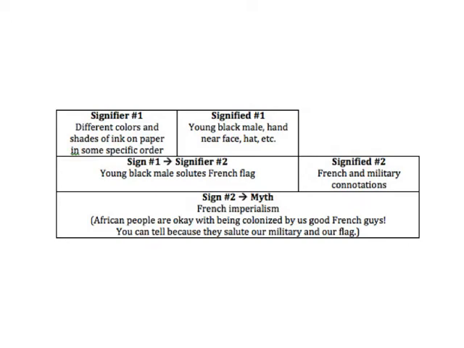But when you talk about Barthes's myths and proper connotation, it's basically that African people are okay with being colonized by us good French guys. It shows that the colonists made this picture to tell the people of Africa that we are taking care of you. And because they are saluting our military and our flag, it means that they are with us. But deep down, it shows racism, colonialism, and how French imperialism was taking place back then when they had control of African regions. So this is how you can analyze images.